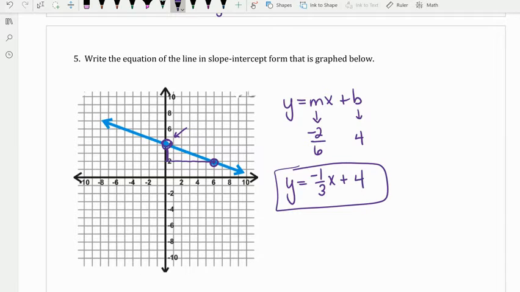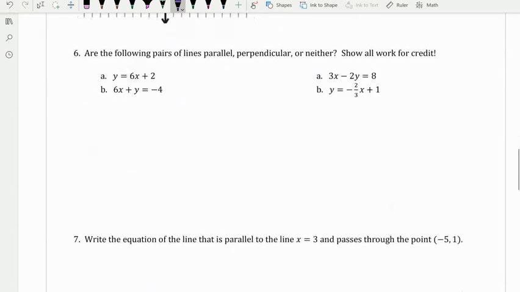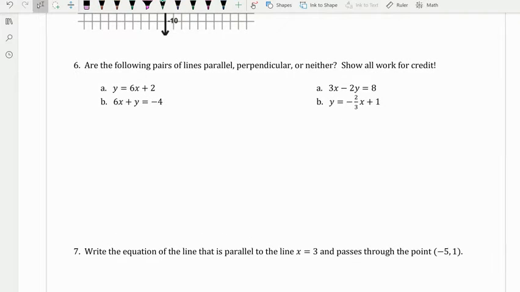Okay. All right. The next two, are they parallel, perpendicular, or neither? Remember, and I think most of you remember, that parallel means they have the same slopes. Perpendicular means they are opposite reciprocal slopes, or we're going to flip and switch the slope. And neither would mean that they're not the same or they're not opposite reciprocals. So they're not one or the other, right?